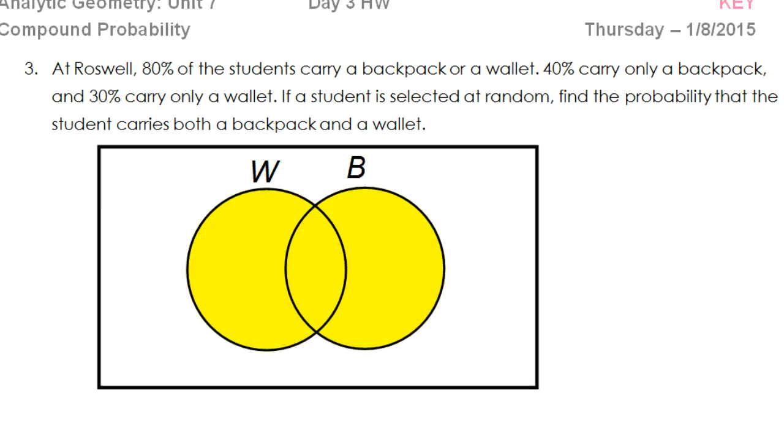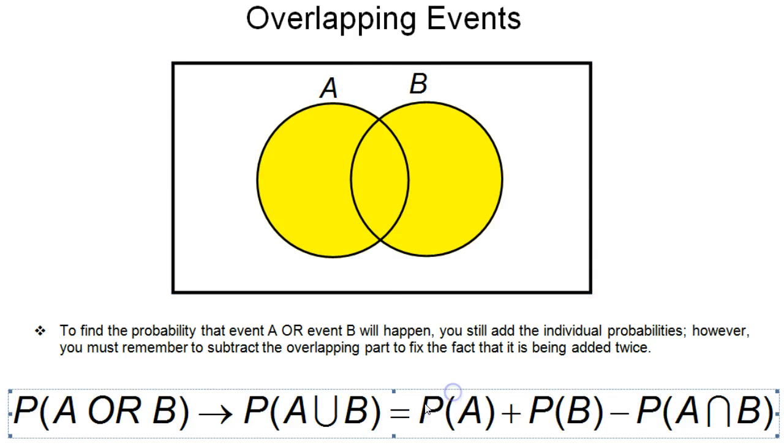All right, let's get our Venn diagram going again. I'm using W to represent the percentage of students who carry a wallet, and B to represent the percentage of students who carry a backpack. This would be an overlapping set because some students might carry a backpack and a wallet. They're giving us different information this time, but I bet we're still going to use the same formula.